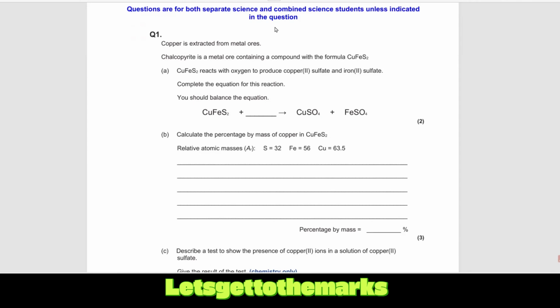And let's go. Question one, copper is extracted from metal ores. Chalcopyrite is a metal ore containing a compound with the formula CuFeS2. CuFeS2 reacts with oxygen to produce copper(II) sulfate and iron sulfate. Complete the equation for this reaction. You should balance the equation. That's worth 2 marks for balancing. You've got to come up with the other reactant because there's a blank space, and then the coefficient that goes in front of it. And then it asks us to calculate the percentage by mass of copper in CuFeS2. You've been given the relative atomic masses, the Ars, down there: sulfur's 32, iron's 56, and copper 63.5. Why don't you pause the video, have a go, and then unpause and I'll go through.